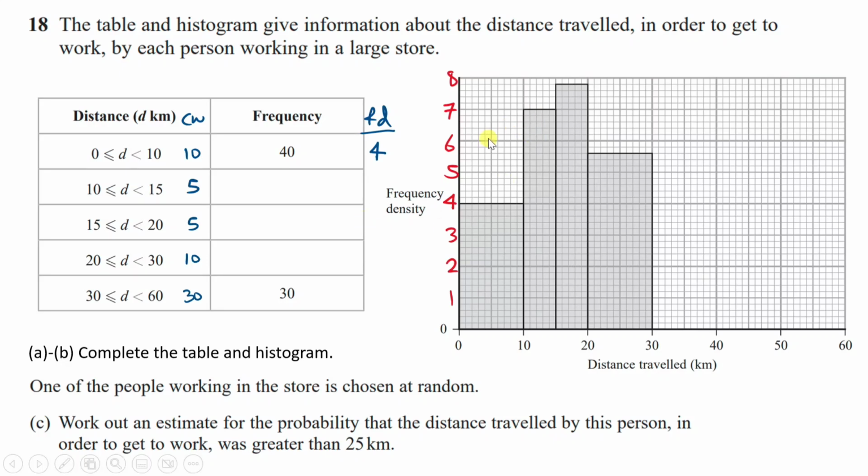Now, what's next? So now we know the height of things. Why don't we just fill out the frequency density here? So the second one is 7. Next one is 7.8, 5.6. And last one, which I should have written earlier, is 1. So last thing is to work out the frequency.